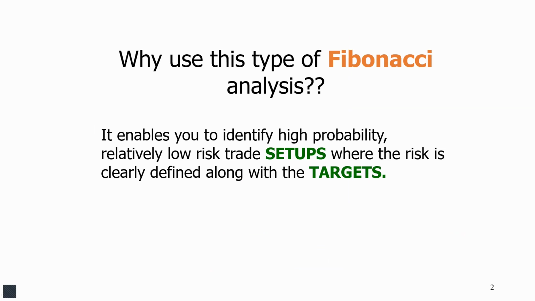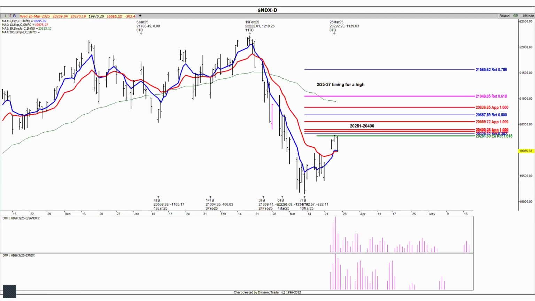So why would you want to use this type of Fibonacci analysis? It's because it enables you to identify high probability, relatively low risk trade setups where the risk is clearly defined along with the targets. Now, before I get into all of the basic boring stuff, what I do want to show you is how it's working today, right here, right now.